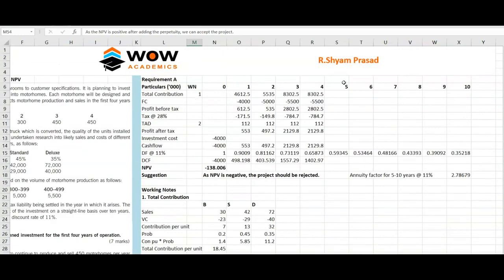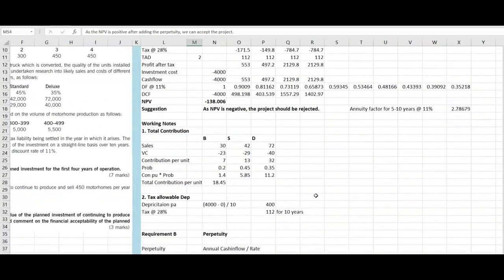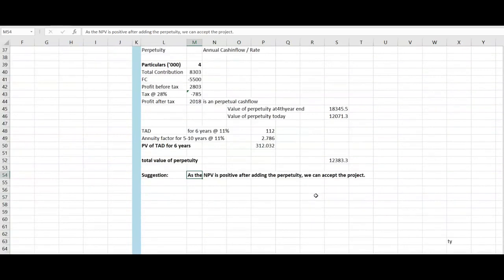If you want to make it neat, you can make it neat. We have bolded it at several places. So that's it. We have come to the end of the problem.